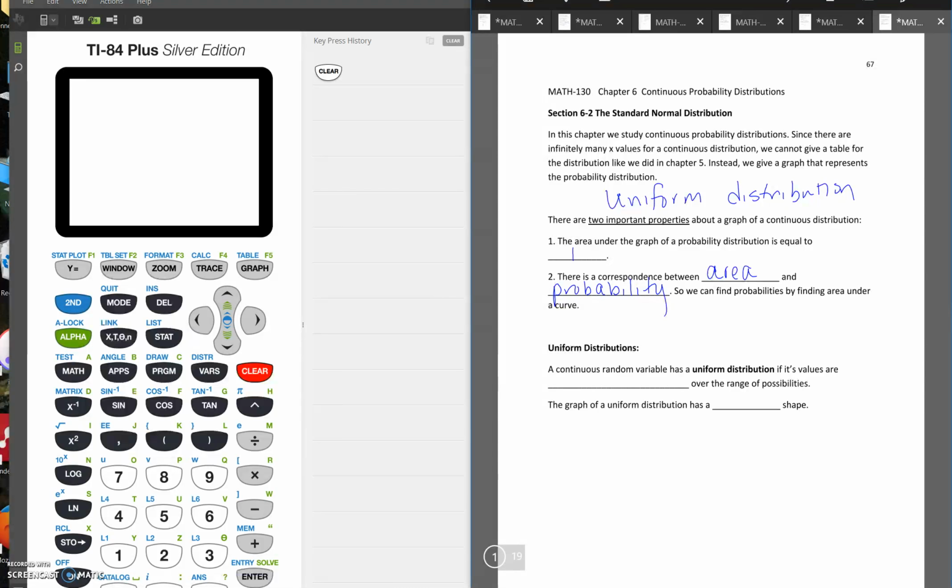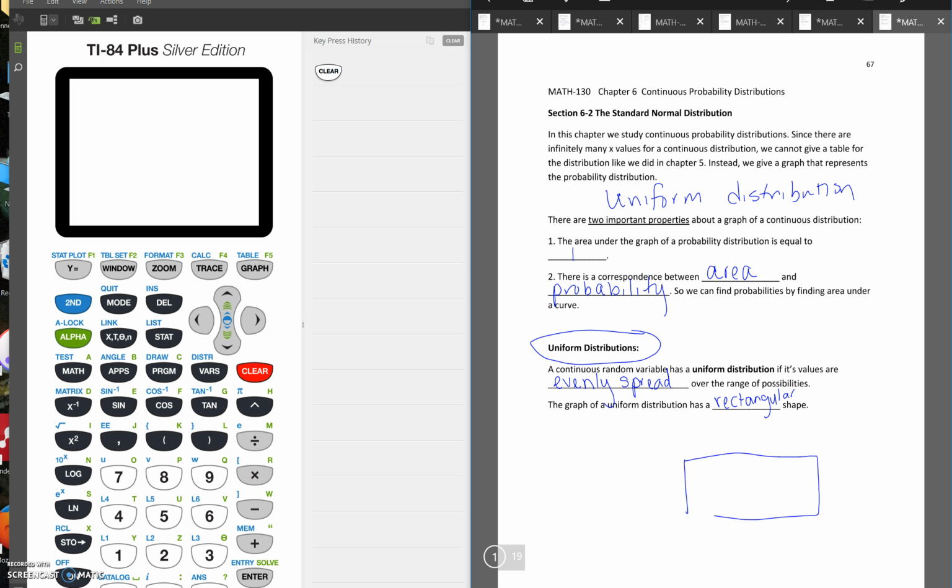So the first one we're going to talk about, like I said in this video, is the uniform distribution. A continuous random variable has a uniform distribution if its values are evenly spread over the range of possibilities, and the graph of the uniform distribution has a rectangular shape. Another way of saying this is that something happening at any time has the same probability. All the x values have the same probability.